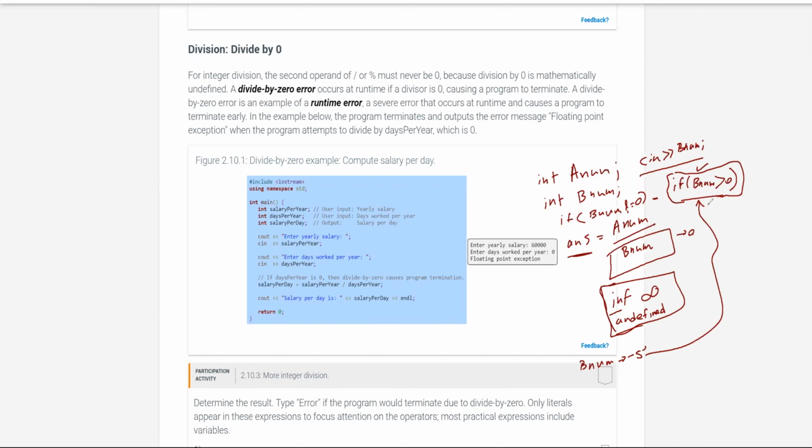When you're writing programs, you should think of all the possibilities that can happen. Sometimes bnum can be a negative number. In that case, if I put this if statement, the program won't work. So you may have to think of those things as well. So yeah, that is the critical thinking.